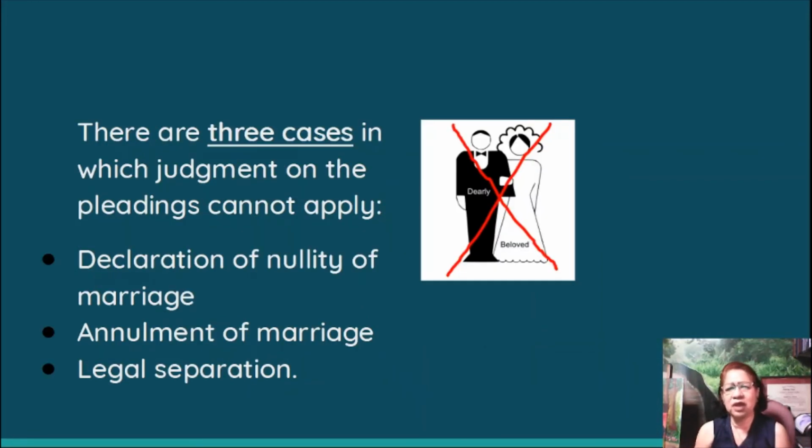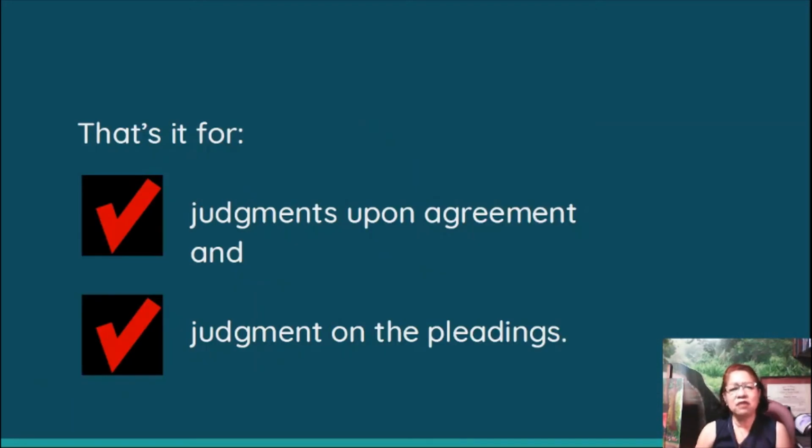Now remember, there are three cases in which judgment on the pleadings cannot apply, and you must already know this because when we talk about marriage, we know the philosophy of sanctity of marriage that is espoused or undergirding Philippine laws. Therefore, these three cases concerning marriage can never be the subject of a judgment on the pleadings. Number one, a proceeding for declaration of nullity of marriage. Number two, an action for annulment of marriage. And number three, proceedings for legal separation. So that's it for judgment upon agreement and judgment on the pleadings.